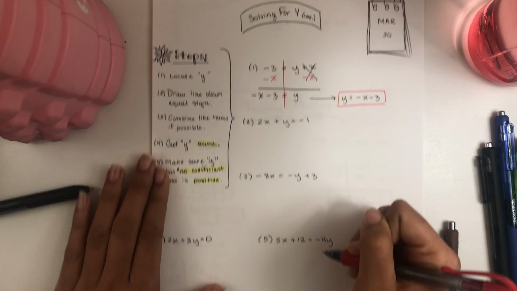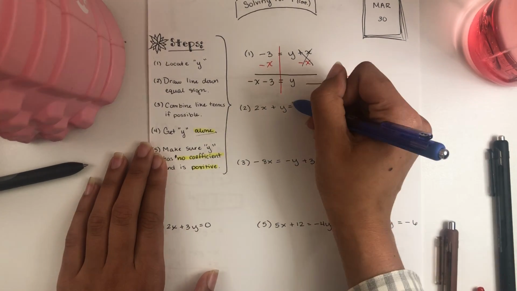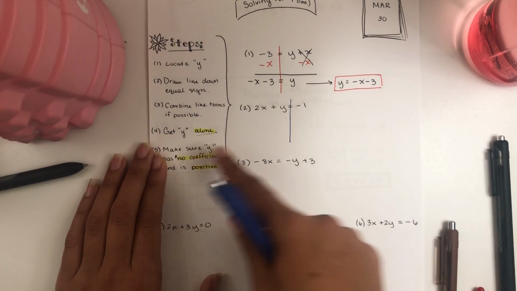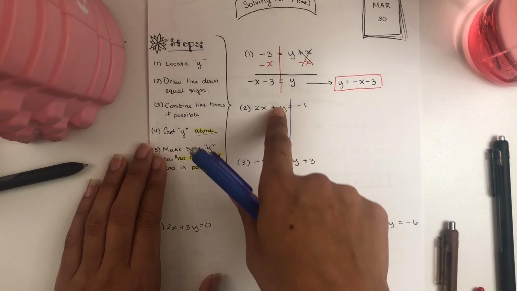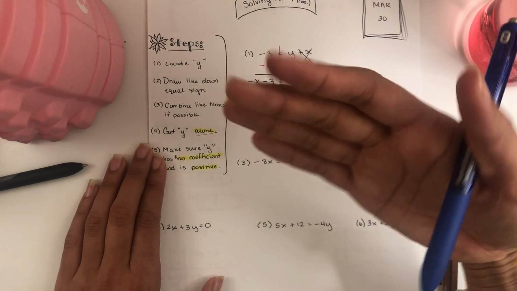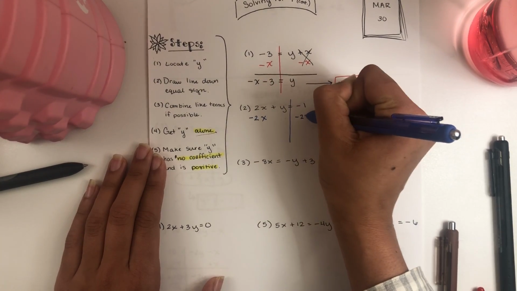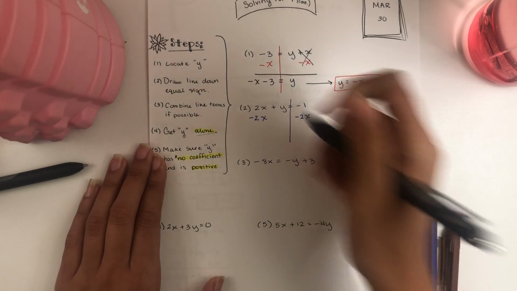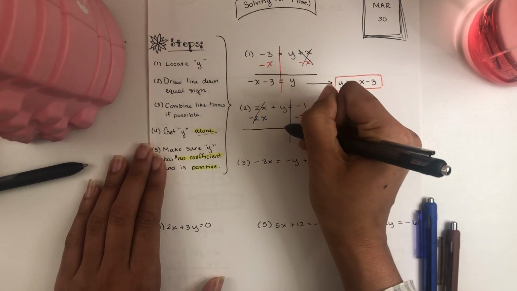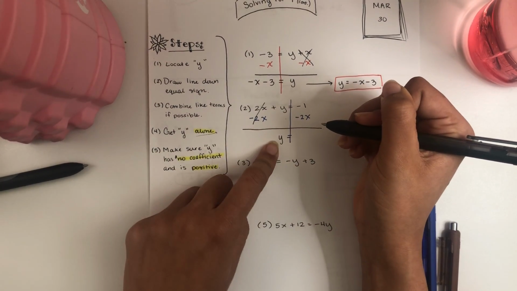All right, number 2. Locate y, draw a line down your equal sign, combine like terms if possible, not possible, get y alone. What's stuck on y's side? This 2x. How do I move the 2x? By subtraction. These 2x's cancel. I have y equals, it's a positive y, so the y is just like that.